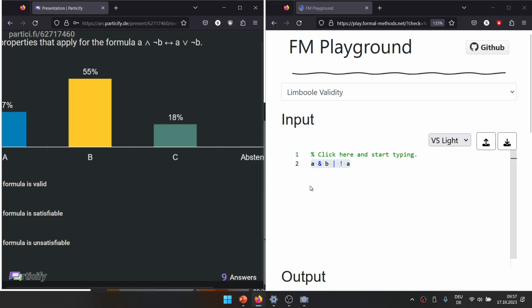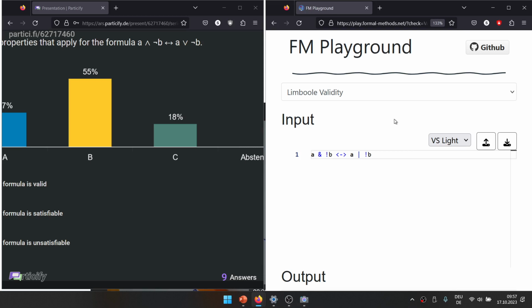So maybe, just to make sure that everybody gets the right translation of the formula: well, A is easy. For and, that's also easy. Not B. If and only if A or not B. Okay. So this would be the formula, right?